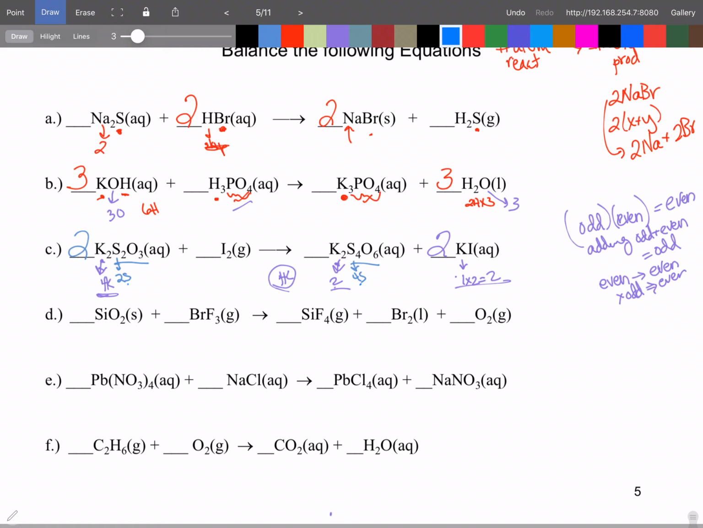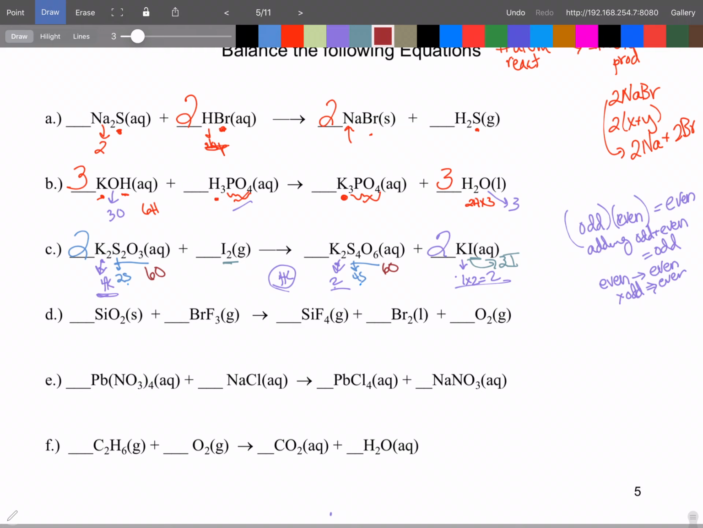And we'll move on to the iodide. So the iodide has 2 iodides here and 2 iodides here. So we're good. We don't have to do anything else. Now the last one is we have 6 oxygens over here. We have 6 oxygens over here. So guess what? We're balanced. So this one was a little bit harder because the sulfurs changed, but it really wasn't that bad. So let's look again over here.